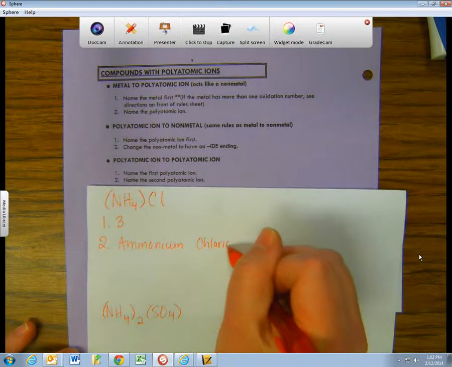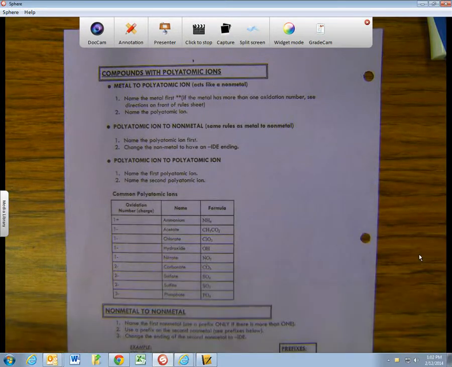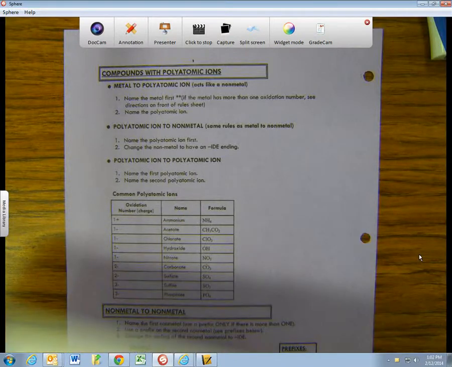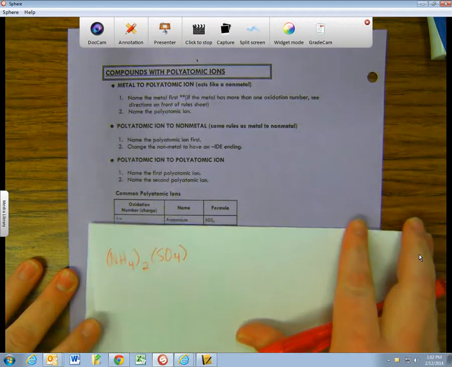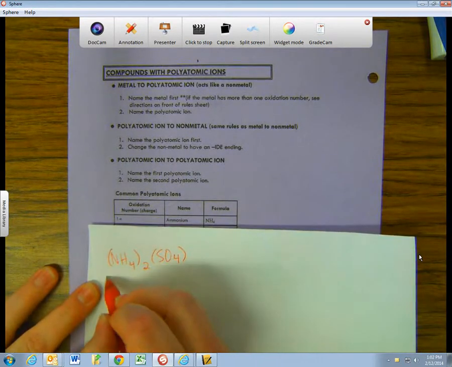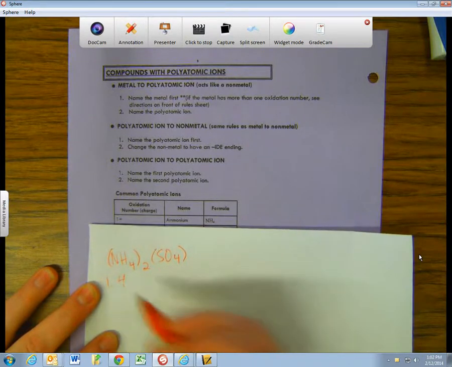Now the next one, let me fold my paper here. It's getting more and more crooked, excuse me. There we go. So the first step is counting the number of elements. So we have N, H, S, and O, so that's 4 different elements. Step 2 says if there are more than 2 elements, there are. So I'm going to follow these rules on the back.